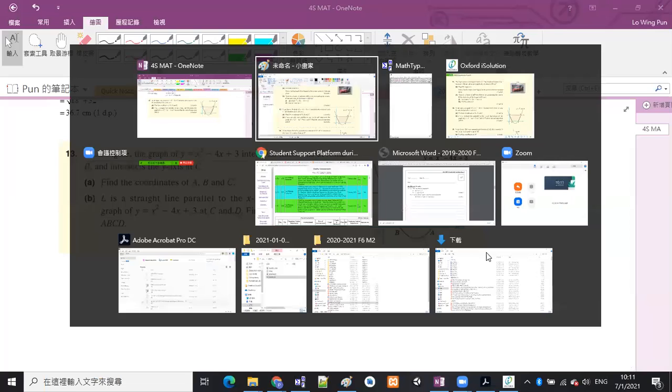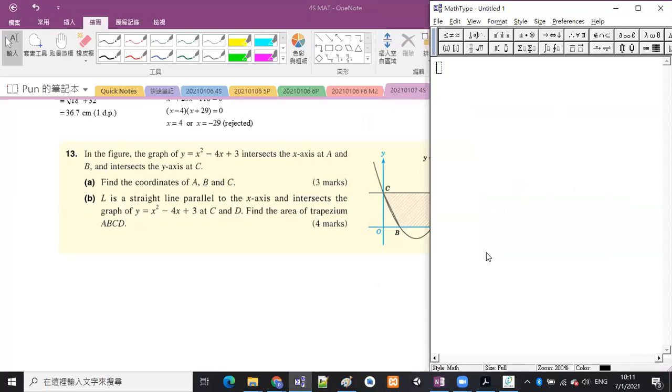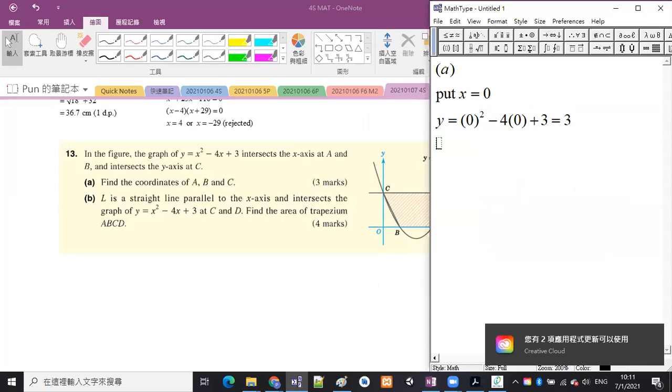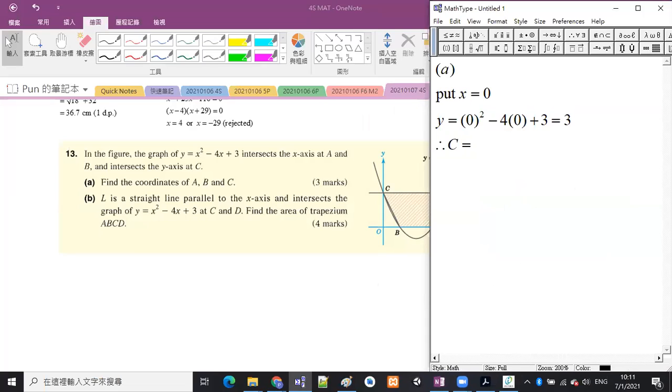A and B are the x-intercepts, so we need to put y to be 0. And C is the y-intercept, so we need to put x to be 0. Usually the y-intercept is easier to find, so I find the y one first, by putting x equals 0. Okay, and then y will be equal to 0 squared minus 4 times 0 plus 3. So that is equal to 3. Okay, and that is the coordinate of point C. Therefore, point C is (0, 3).